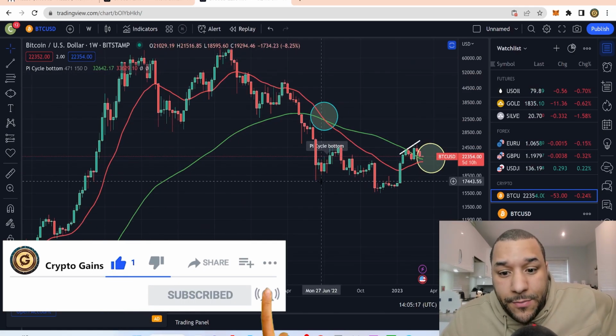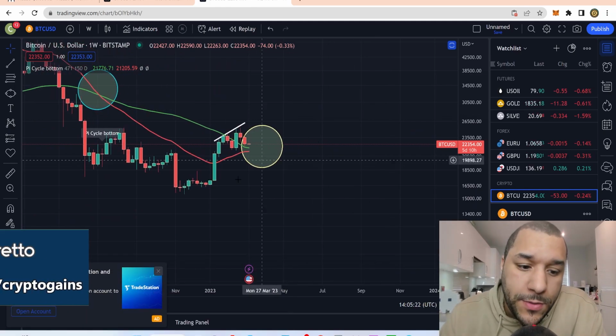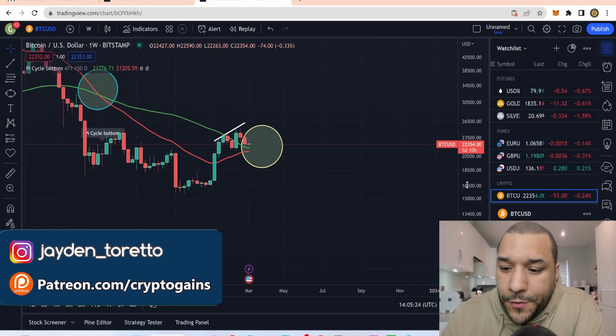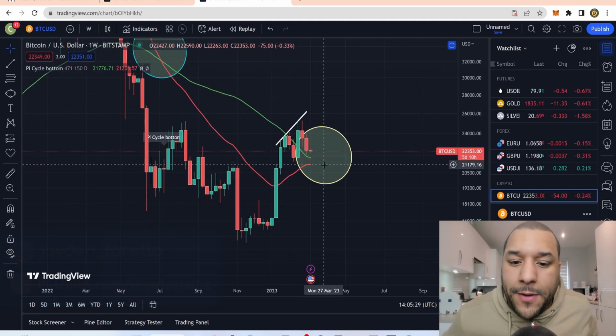And essentially, we could probably use this red line as a good indicator as to where Bitcoin may fall to as well. So if Bitcoin was to fall down, where's this red line right now? This red line's sitting at about $21,000.